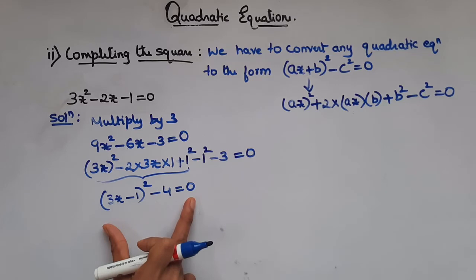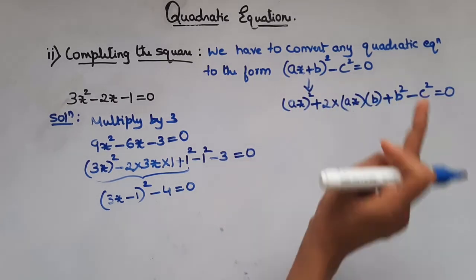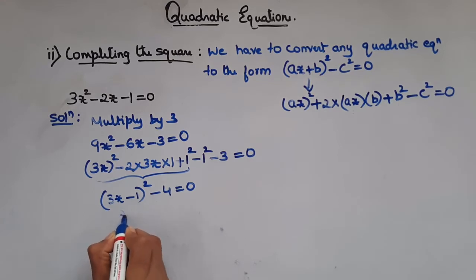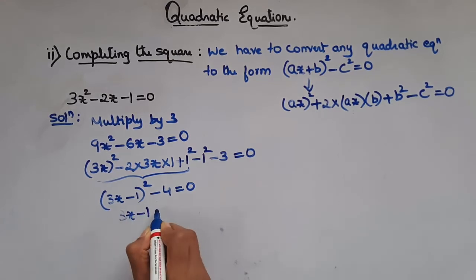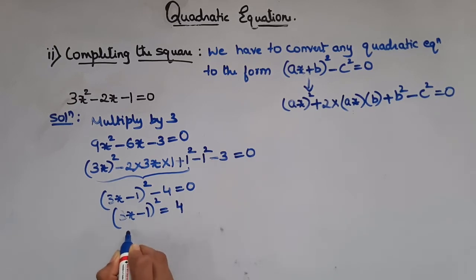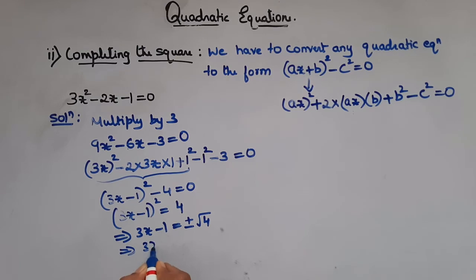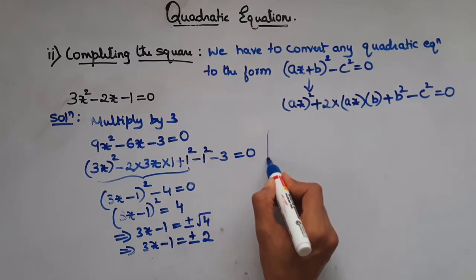So here c square is 4. So now this equation is in the form of ax plus b the whole square minus c square equal to 0. So we'll continue. 3x minus 1 the whole square is equal to plus 4, right? Which implies 3x minus 1 is equal to plus or minus square root of 4, which is 2. So let me continue here.